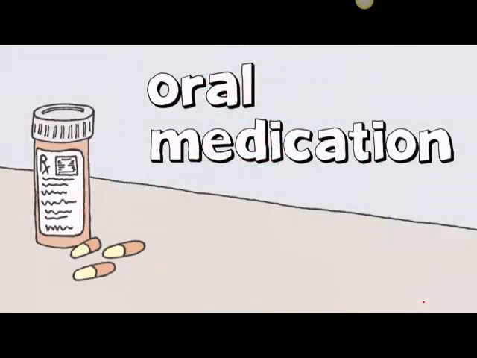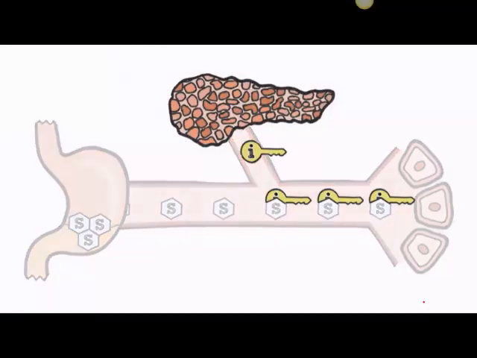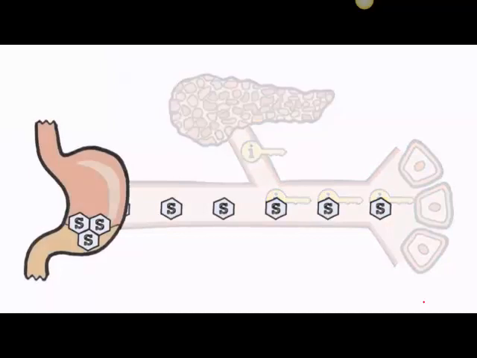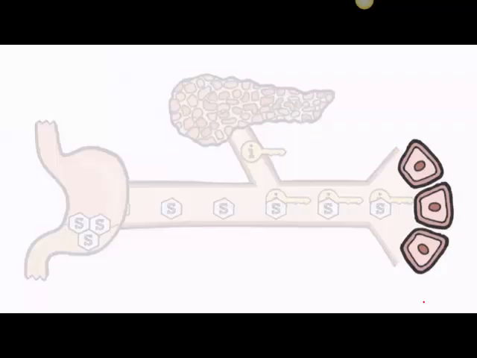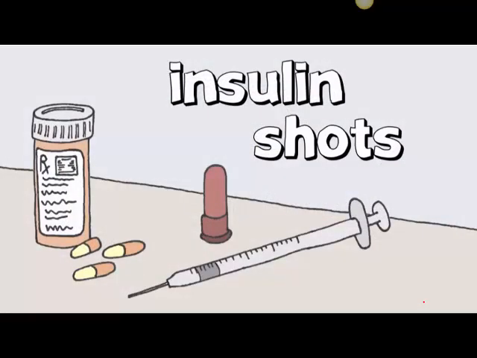Finally, your doctor may prescribe oral medications to increase your supply of insulin, regulate the amount of sugar entering the bloodstream, or make your body's cells more receptive to the insulin your body is producing. In some cases, insulin shots may also be necessary.